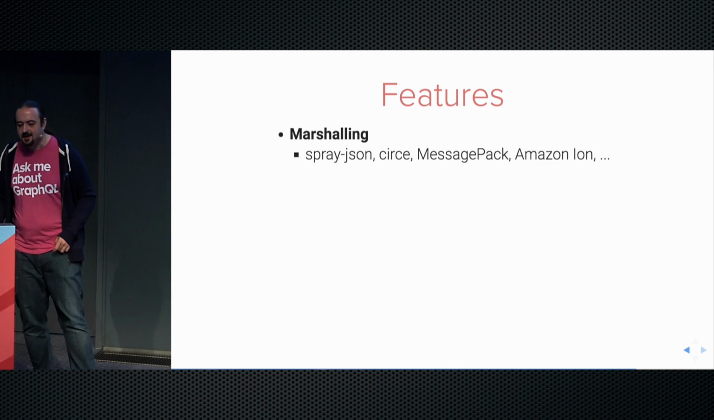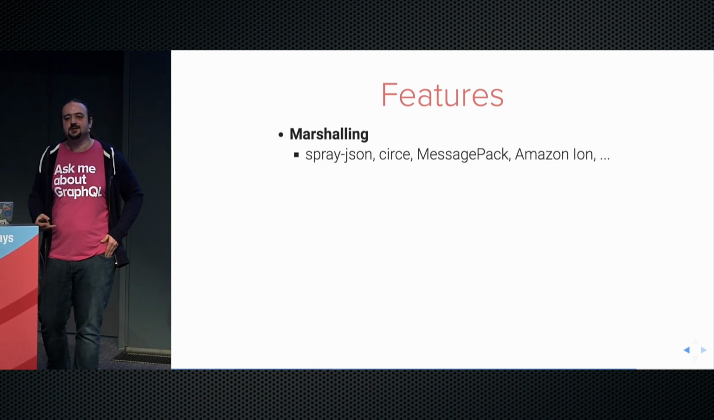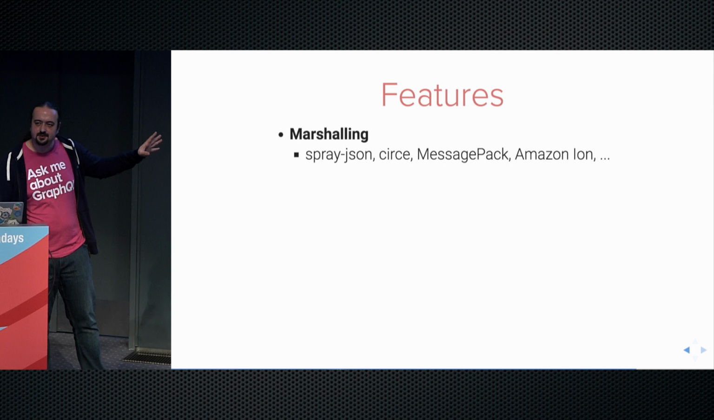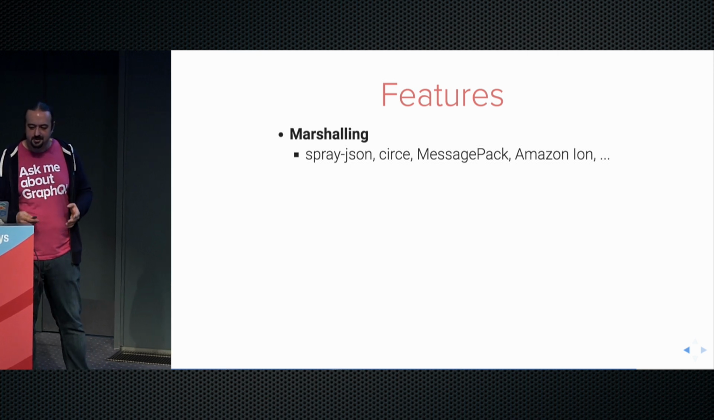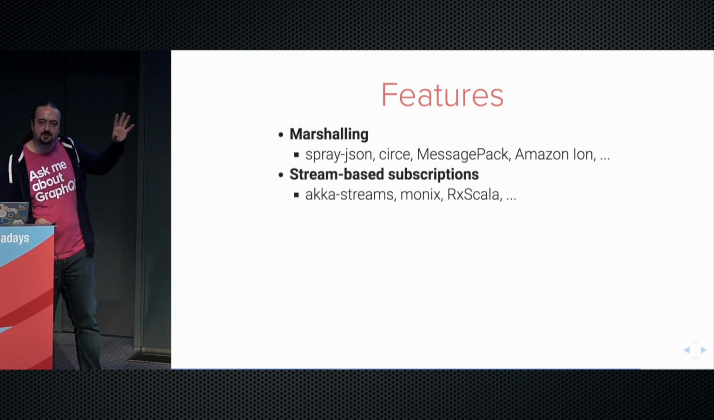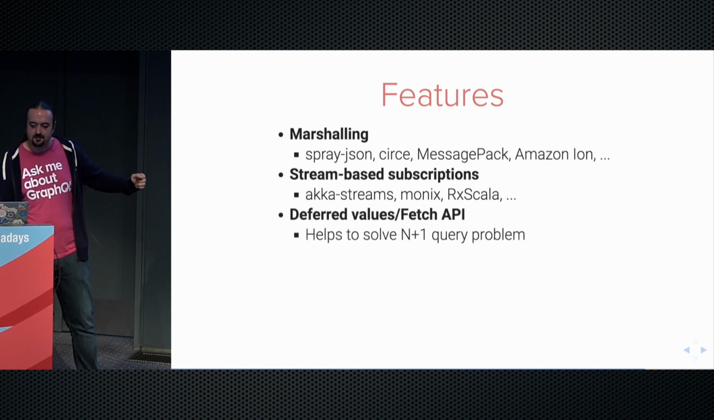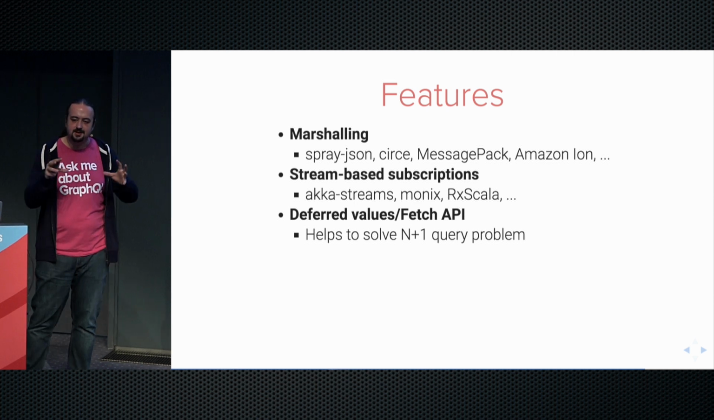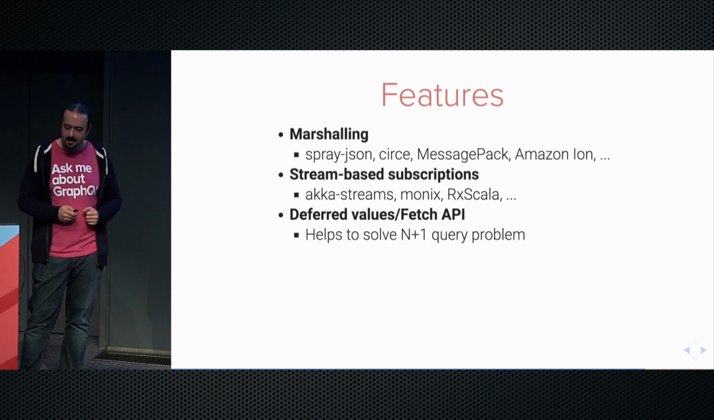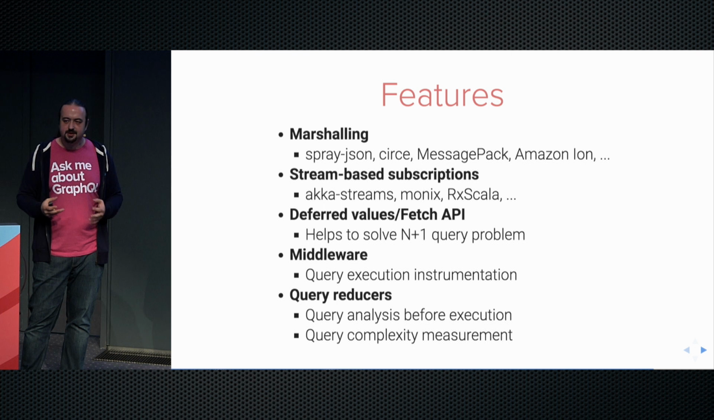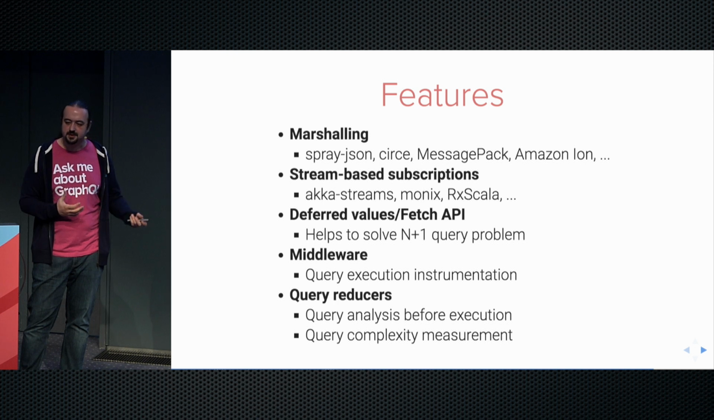So Sangria also provides quite a few other features. I just would like to mention those so that you know what to search for, but I will not go deeper into those. Sangria provides support for all those 10,000 JSON libraries that we have in Scala. Streaming support, and deferred values that allow you to optimize access to a database. And we have middleware and query reducers. Those allow you to statically analyze or instrument queries in different ways, things like caching, metrics, things like authentication and authorization, and all that kind of stuff that can be done via middleware and query reducers.